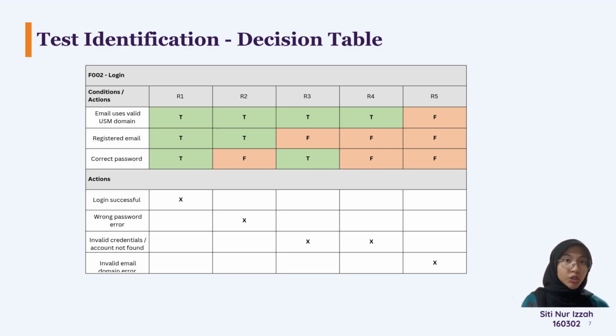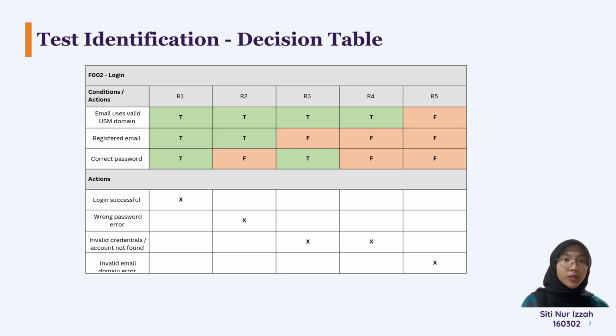Rule 1, all true, so login successful. Rule 2, valid domain and registered email but wrong password, so system shows wrong password error. Rule 3, valid domain and correct password but not registered email, so system shows invalid credentials error.